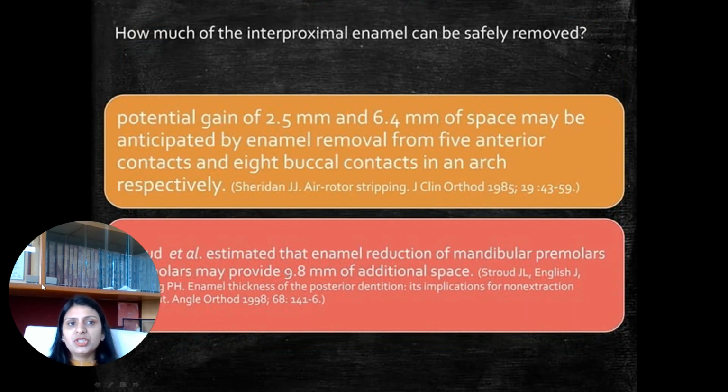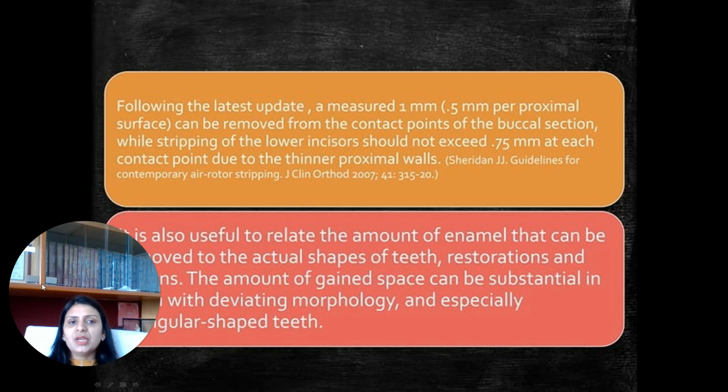Now, a very important question: how much enamel can be safely removed? A potential gain of 2.5 mm to 6.4 mm of space may be anticipated by enamel removal from 5 anterior contacts and 8 buccal contacts according to Sheridan. As a general consensus, a measured 1 mm can be removed from the contact points of the buccal section, while stripping of the lower incisors should not exceed 0.75 mm at each contact point. So I would suggest you reduce 0.5 mm per proximal surface from the buccal or the posterior teeth, and anteriorly you should go for 0.3 mm per proximal surface.